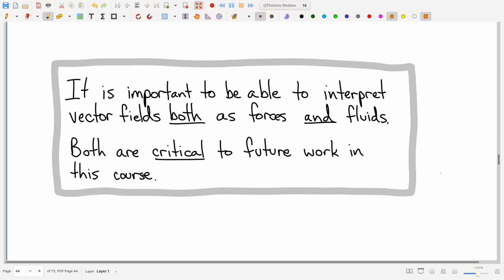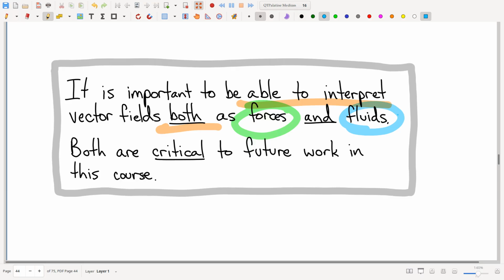There are other things that we're going to do where you really have to think about it in terms of forces to get any sort of physical intuition. So, heads up, you do need to be able to interpret vector fields in both of these senses, both the forces point of view and the fluids point of view. Don't just pick one. That will paint you into a corner and you won't be able to get out.